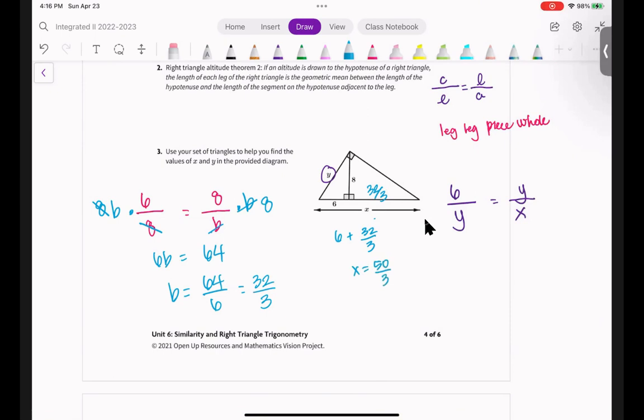And now I'm going to solve this equation over here. So I'm going to put my 50 over 3 in here. And I'm going to solve it the same exact way. So I'm going to multiply both sides by Y. And then I'm going to multiply both sides by 50 thirds. And a bunch of things will cancel. So I get Y squared equals, let's see. These two will cancel, leaving a 3. So that's 150.